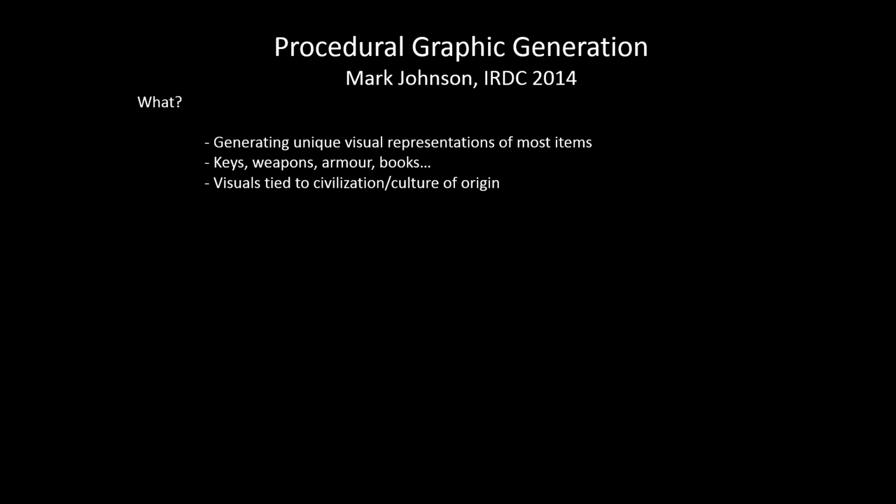This is the idea that in my roguelike Ultima Regum, all items have unique visual representations, which is to say every sword has a different blade, a different pommel, a different grip, and so on. Every piece of armor might have a different design, different colors, different shoulder pads, that's not the phrase, and so on. And also that what items look like are tied to the civ to which they belong.